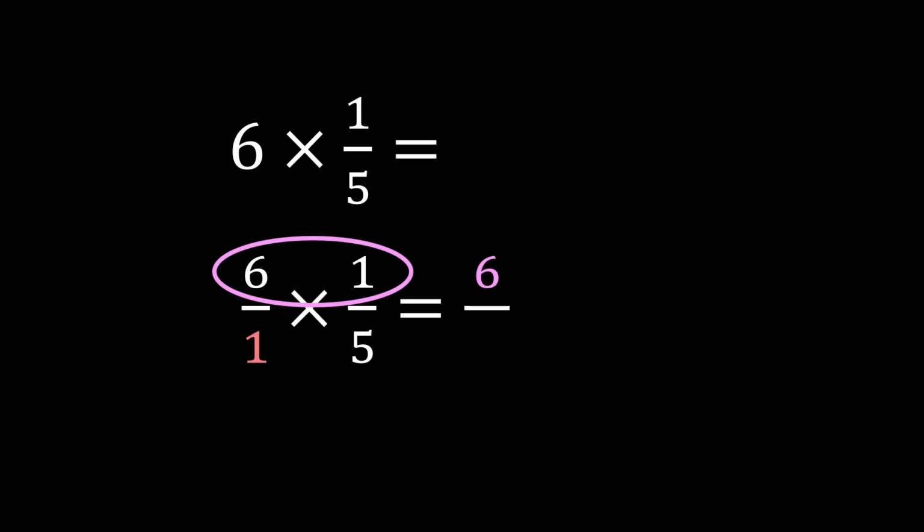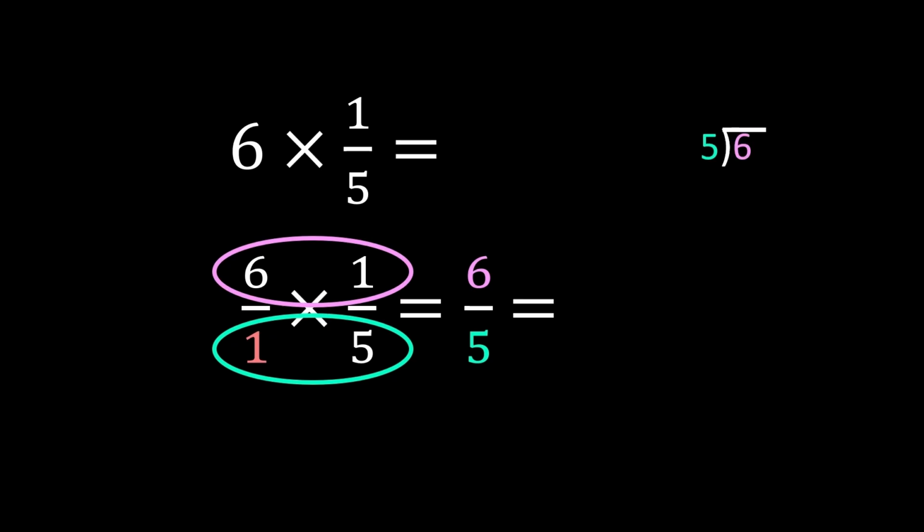Then I'll multiply denominator times denominator. 1 times 5 is 5. 5 is the denominator of my product. 6/5 is an improper fraction, so I need to turn it into a mixed number. I do that by dividing the numerator by the denominator, so I will need to divide 6 by 5.